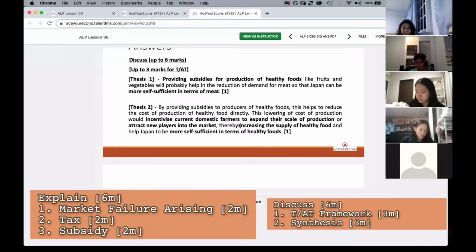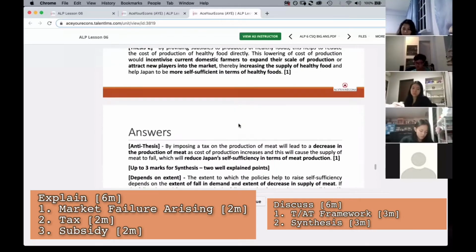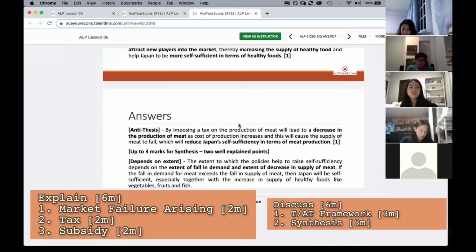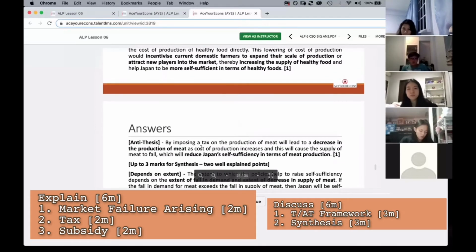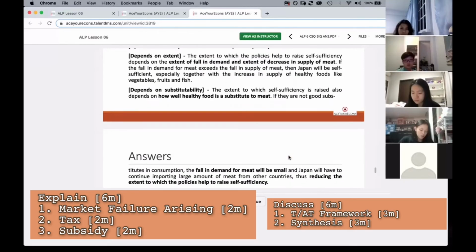Number 1, it promotes self-reliance in meat because you curb demand for meat. And number 2, it promotes self-reliance for healthy food because it encourages production of healthy food. However, a tax is something that we can't be sure about, because when you impose a tax, this actually reduces the production of meat, and this reduces your self-sufficiency in terms of meat production. And the last 3 marks go to synthesis here.